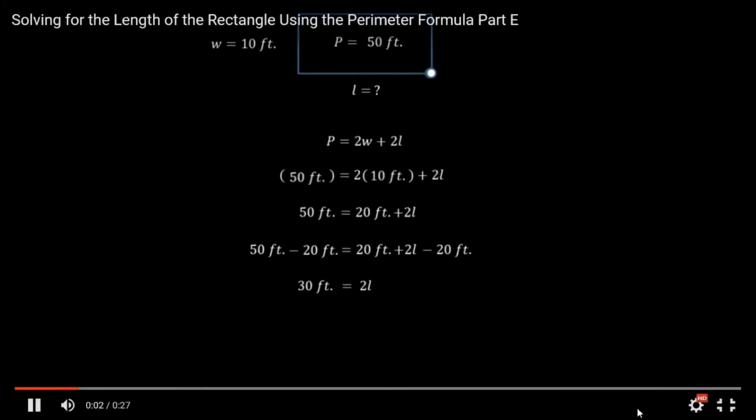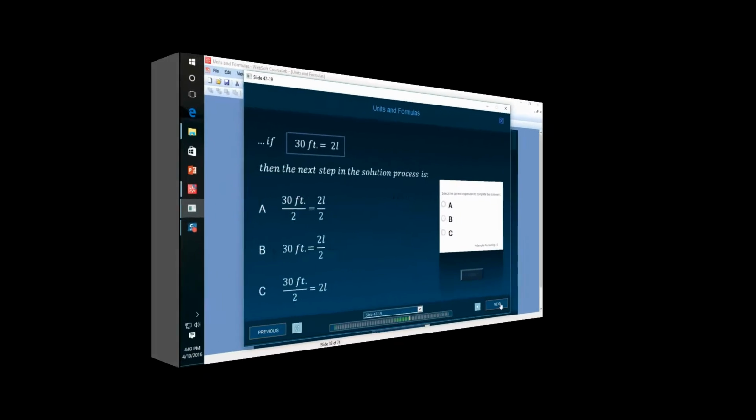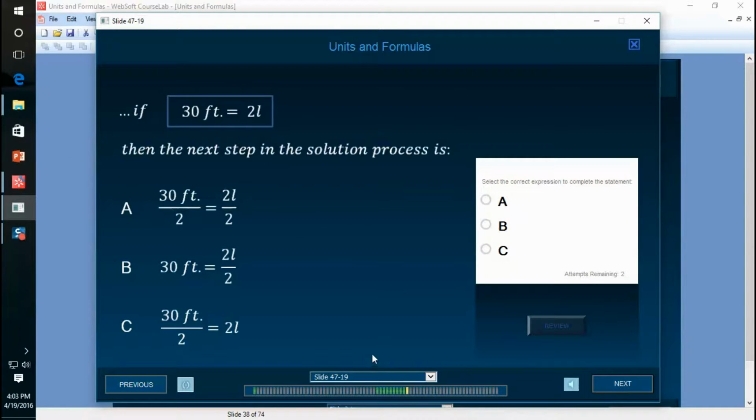We know from our simple equations that if 2 is multiplying times L, we need to divide by 2 in order to get L all alone. So we're going to divide the right-hand side of the equation by 2, and remember, our rules say that we must divide the left-hand side of the equation by 2 as well. If 30 feet equals 2L, then the next step in the solution process is which of the following?